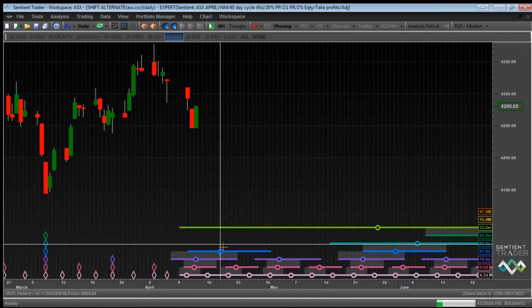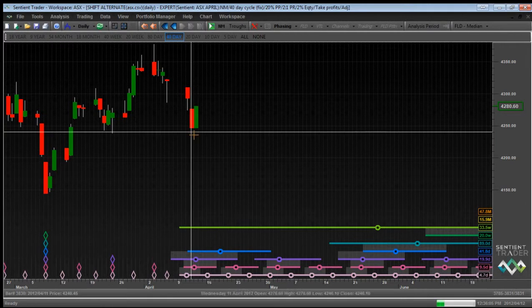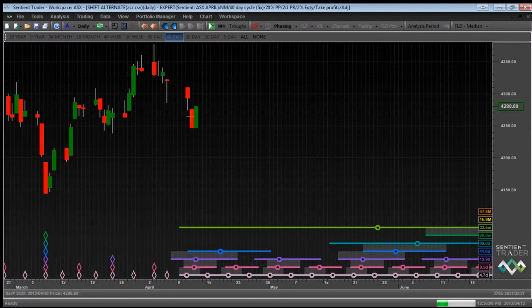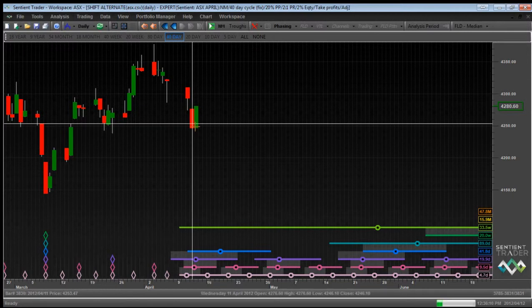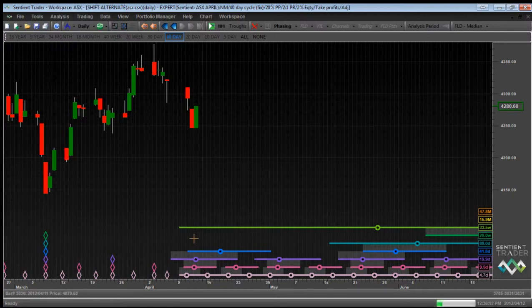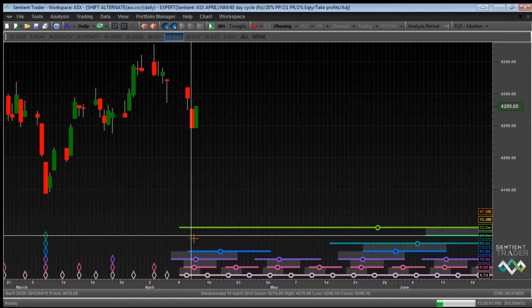When is it expected to form a trough? Well, if I highlight that day on which that circle has been plotted, you will see that it is 6 days in the future. So it's expected to form a trough on the 18th of April.